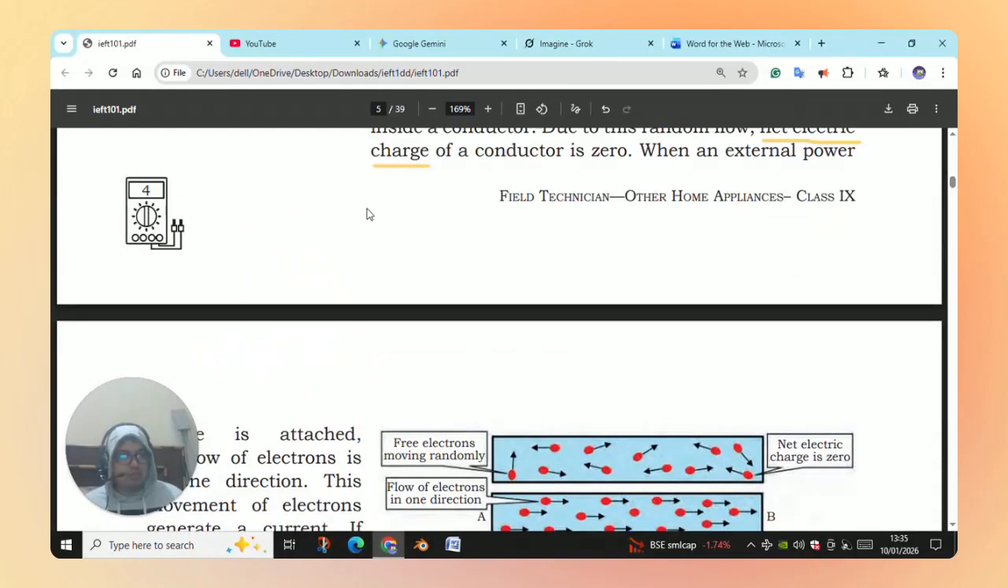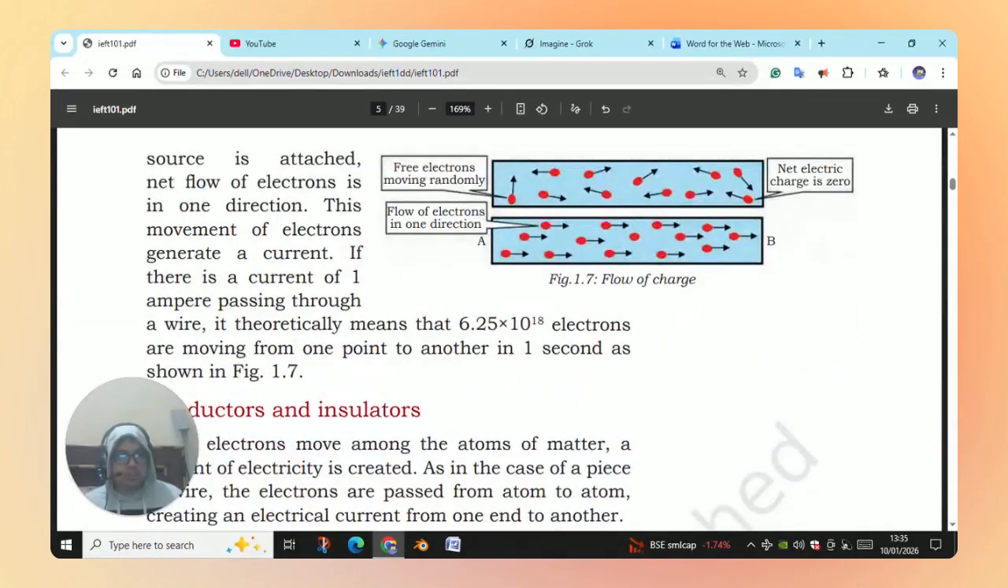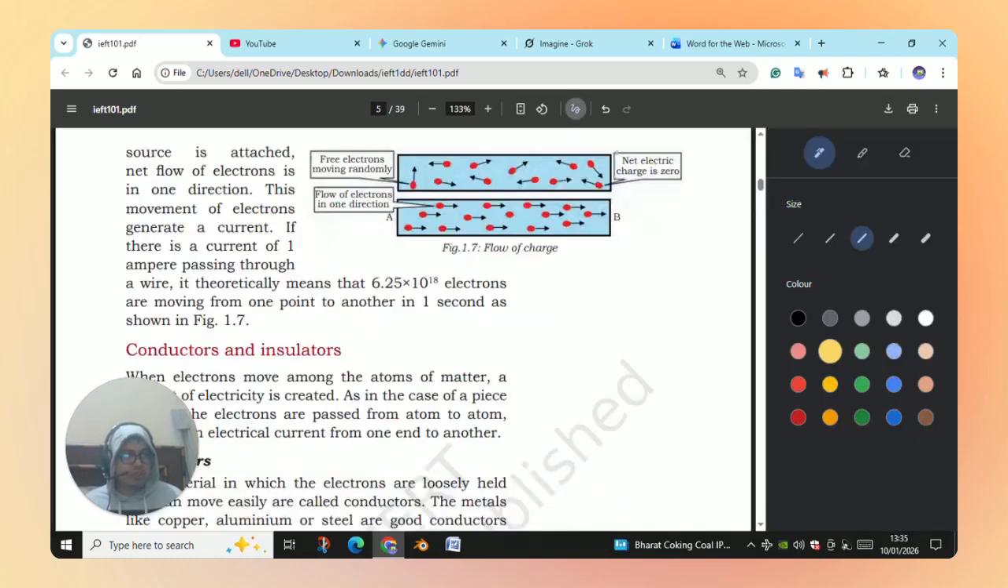When an external power source is attached, there is a net flow of electrons in one direction. This movement of electrons generates a current. If there is a current of 1 ampere passing through a wire, it theoretically means that 6.25 × 10^18 electrons are moving from one point to another in 1 second, as shown in fig 1.7.